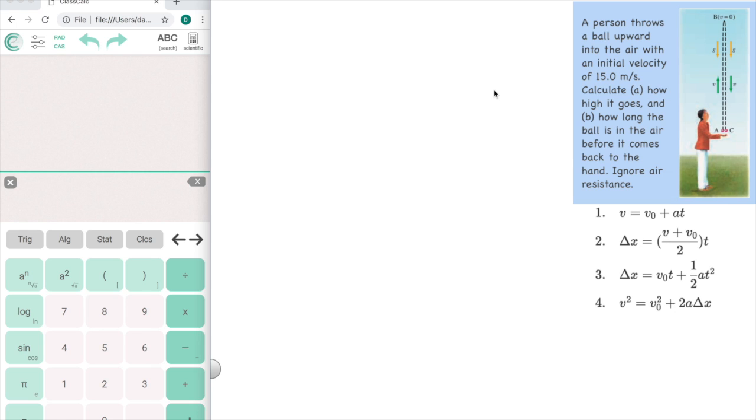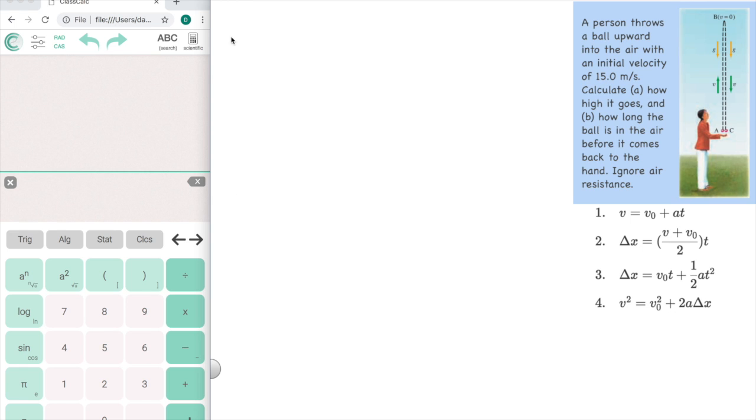My name is Dan, and today we'll be digging into a special physics problem. We've got in front of us a one-dimensional kinematics problem. Basically, a girl throws a ball up into the air at 15 meters per second, and the question is asking us to calculate how high it goes, as well as how long the ball will be in the air before it comes down.